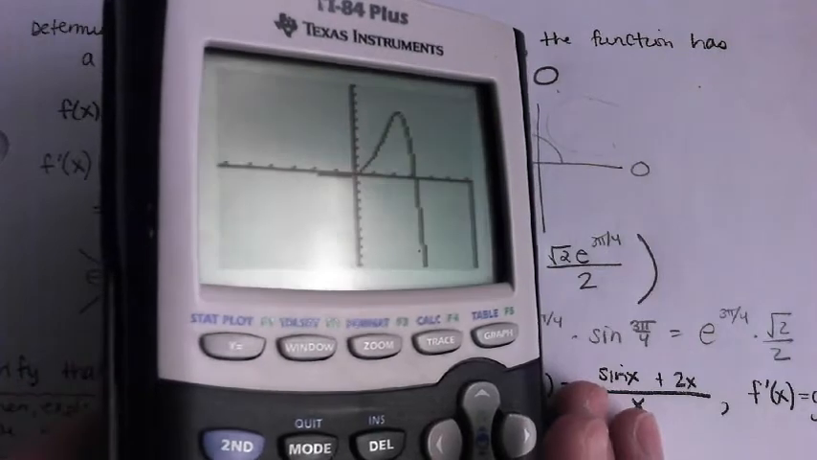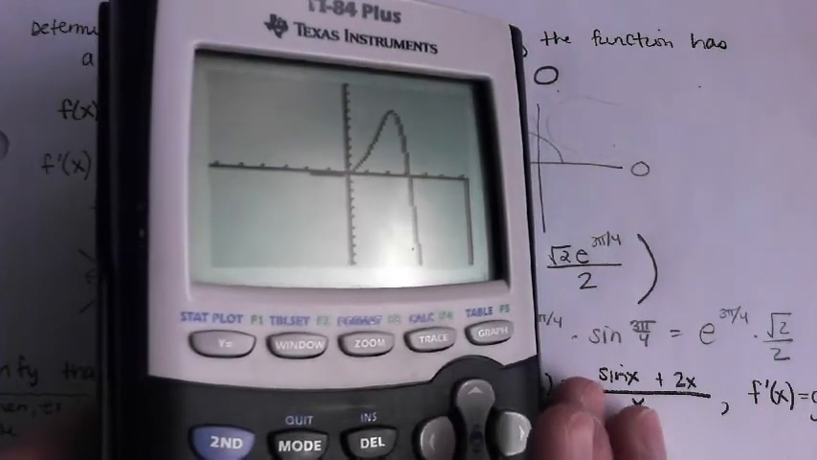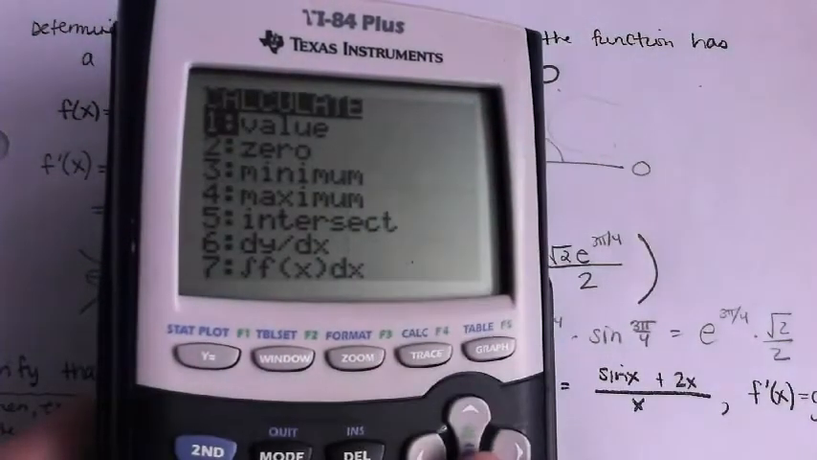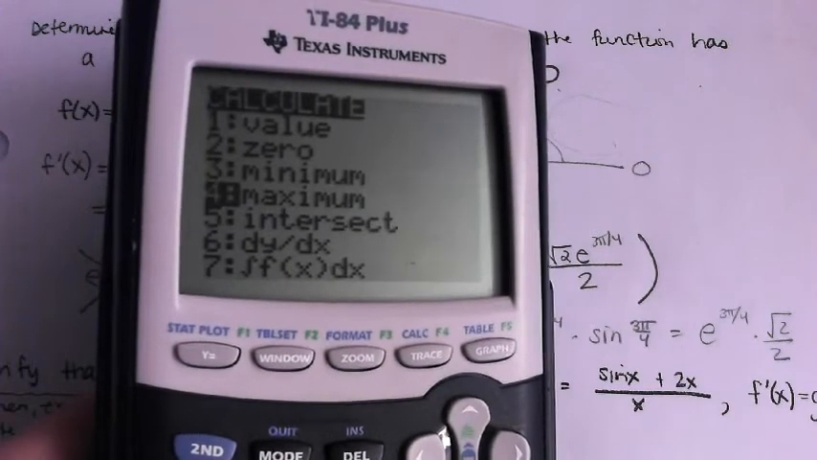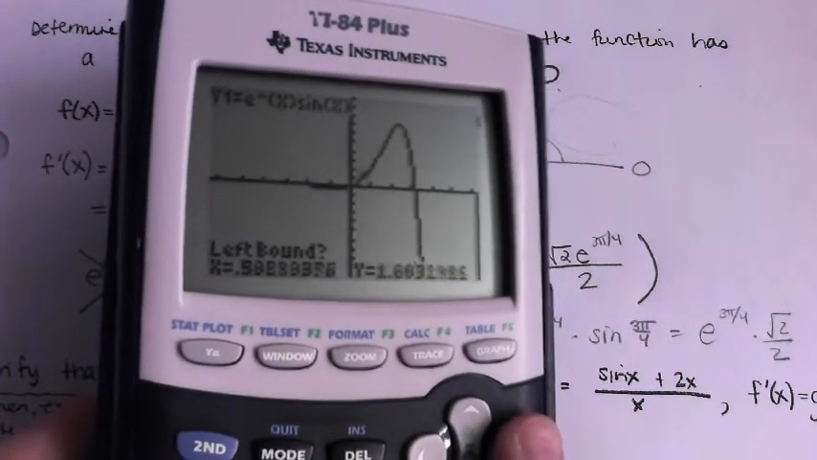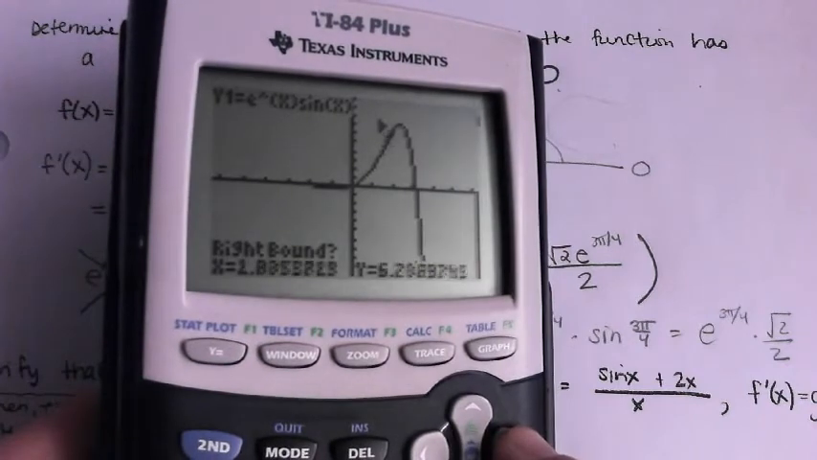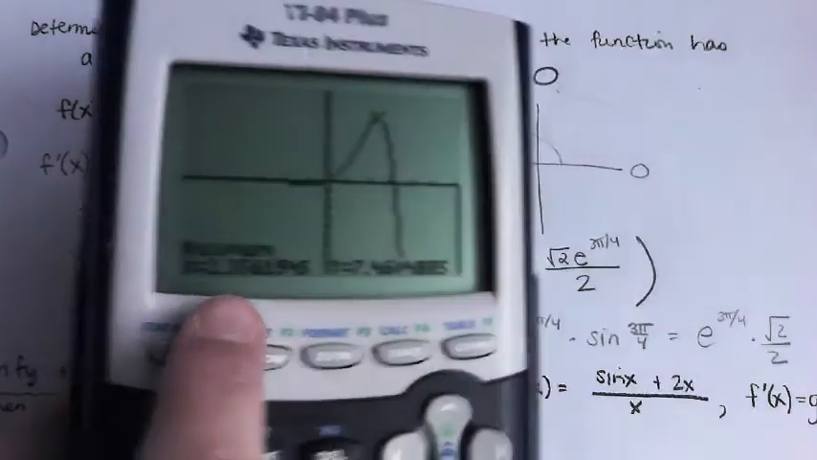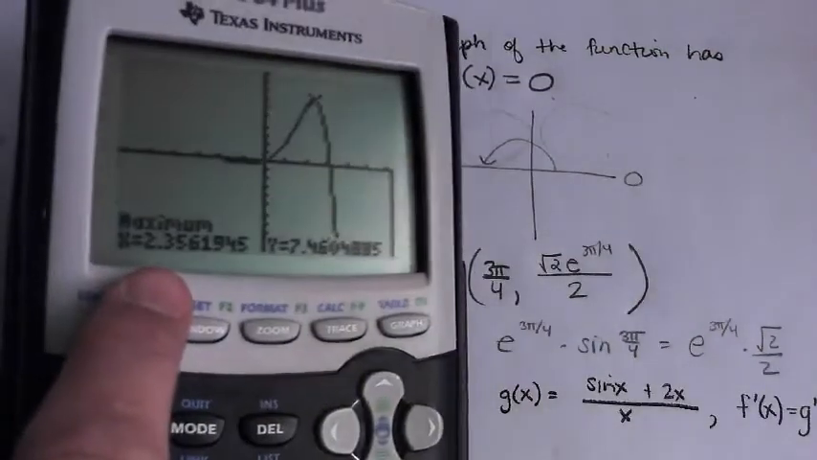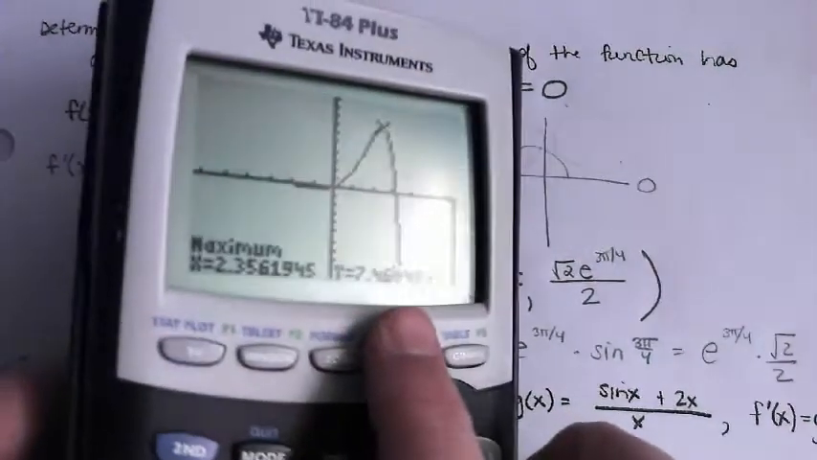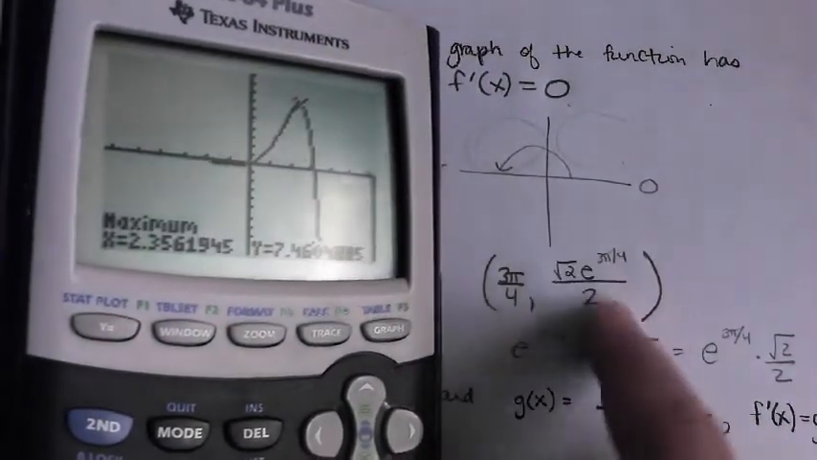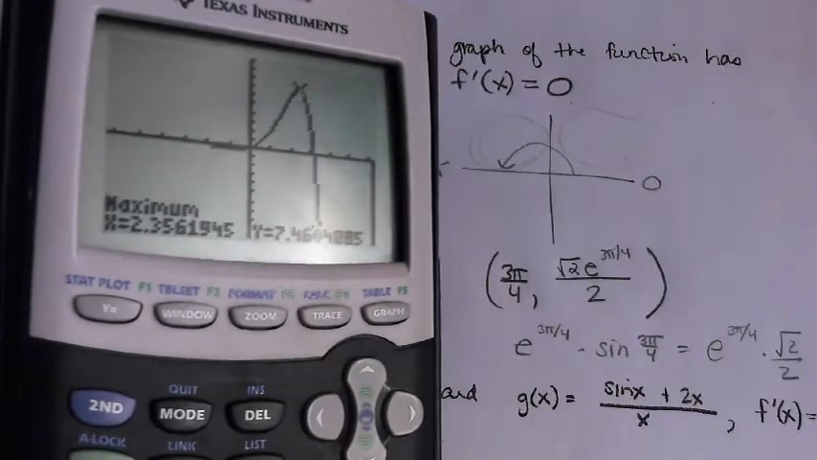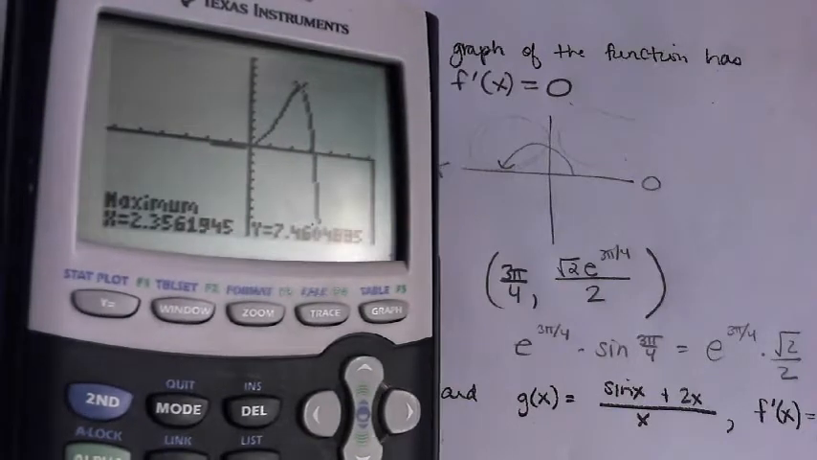So you can see the horizontal tangent line. If I do second trace and look for that maximum point, left bound, right bound, 2.35, which I'm guessing is 3 pi over 4, and 7.46, which is obviously that. Yes? Any questions? Okay.